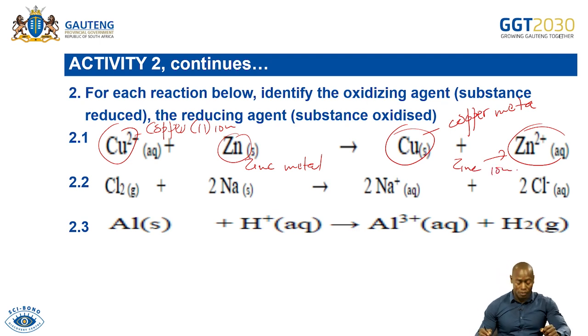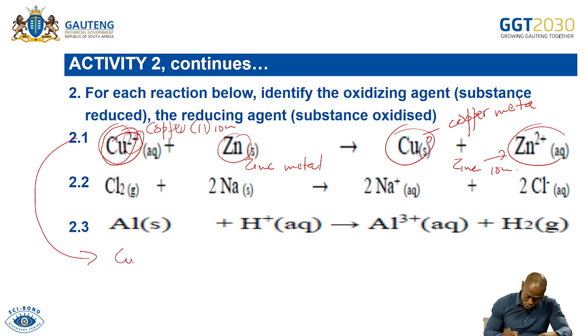Right. So now let's check which substance is gaining electrons and which substance is losing electrons. Let's look at the oxidation number of copper. This side is 2, this side is 0, because it's on its own. So the oxidation number of copper there is 0. It goes from plus 2 to 0, so there's a decrease in oxidation number. If there's a decrease, then for 2.1, Cu2+ becomes our oxidizing agent.